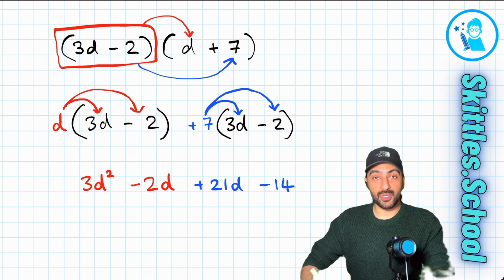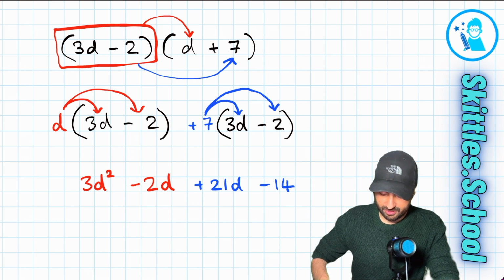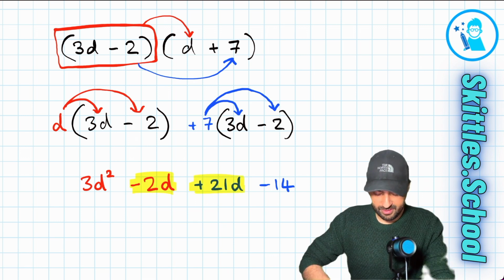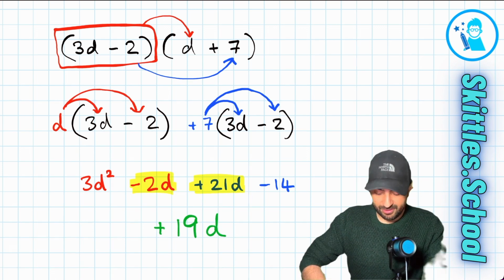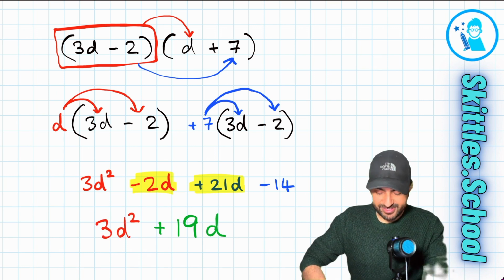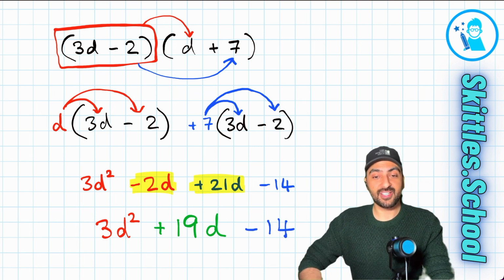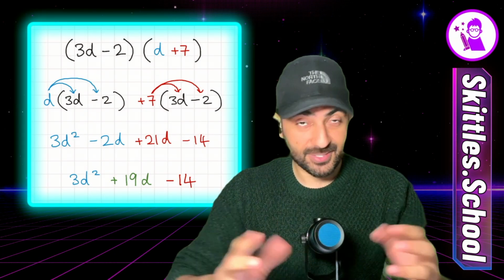And now we've got this, we can simplify it using like terms. So we can recognize that minus 2d plus 21d, so minus 2 plus 21 makes positive 19d. We still have the 3d squared, and we still have the negative 14. And that is our fully expanded answer. And that is all it takes.